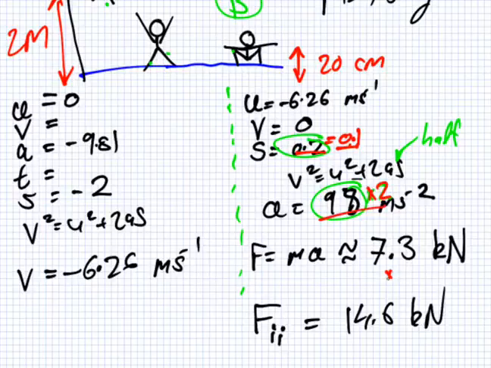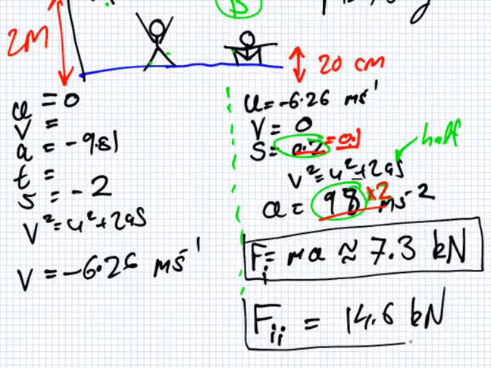So that's what I mean for the second part, the slowing down part. So here, what's the U? It is minus 6.26 meters per second. And the V is 0. And the S, 0.2. And I would like the A.